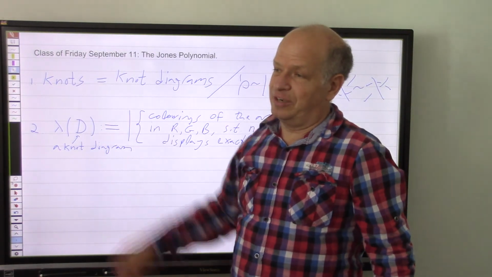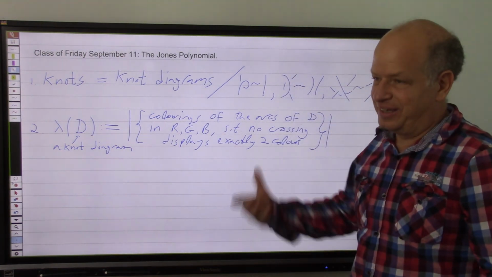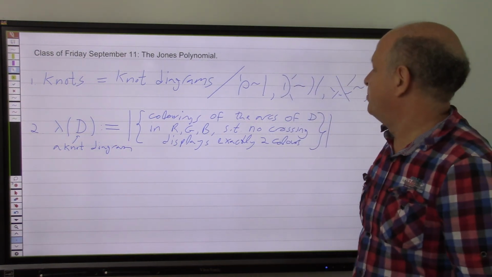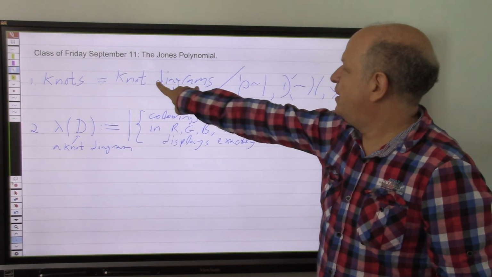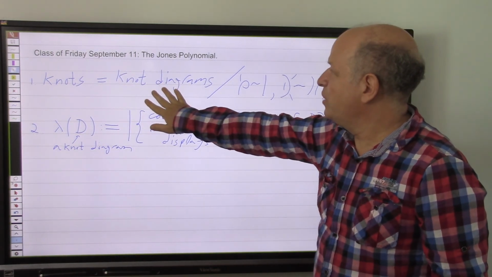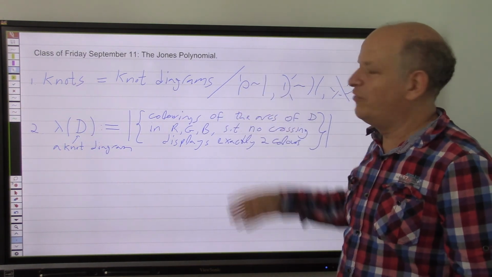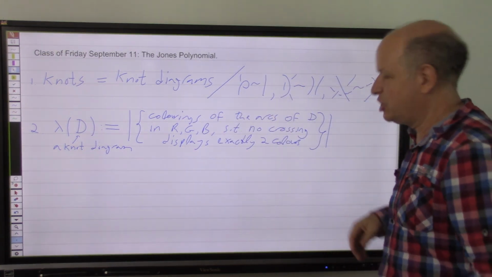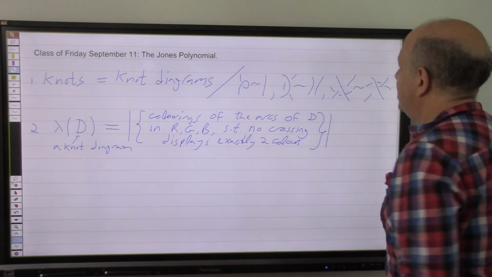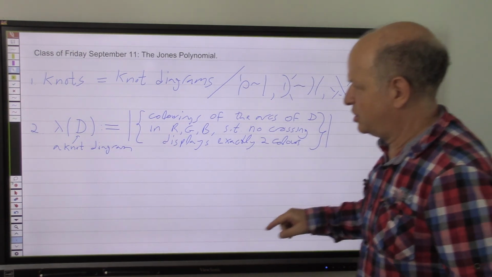Okay, so last time I said knots. I didn't really define what a knot was, but I think it's basically unnecessary. A knot is the same thing as a knot diagram modulo an equivalence relation, and the equivalence relation is the one generated by three relations.